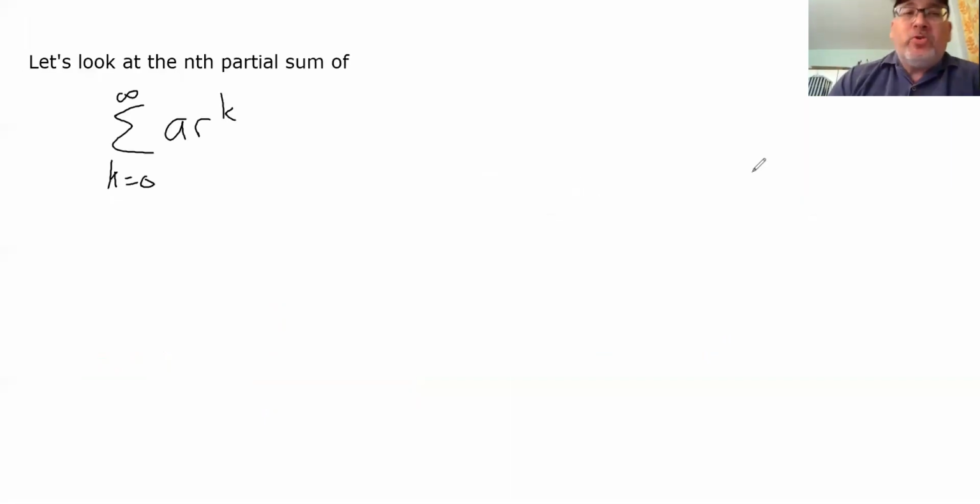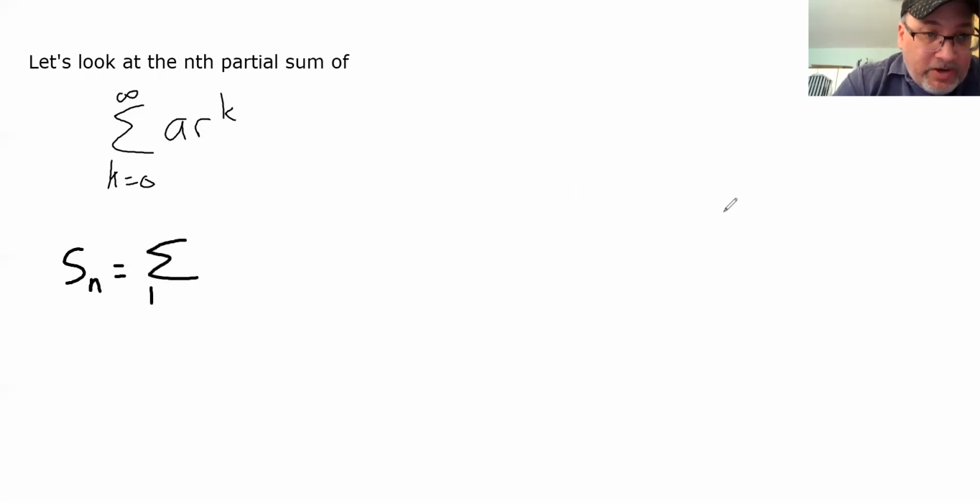So let's look at the nth partial sum of the expression that I'm using to define a geometric series. The nth partial sum, by definition, is the sum you get when you stop the sum at n, of a times r to the k.